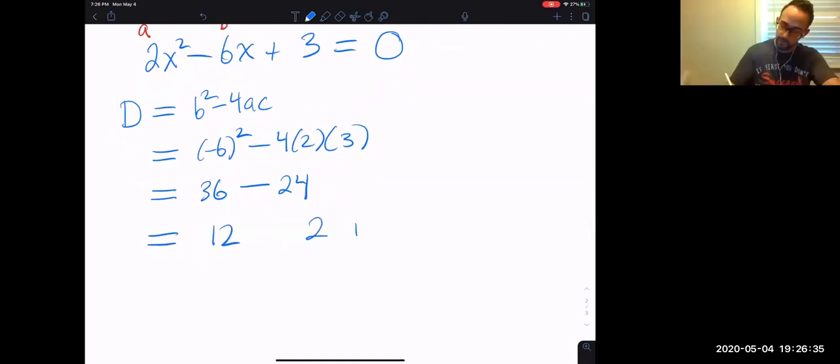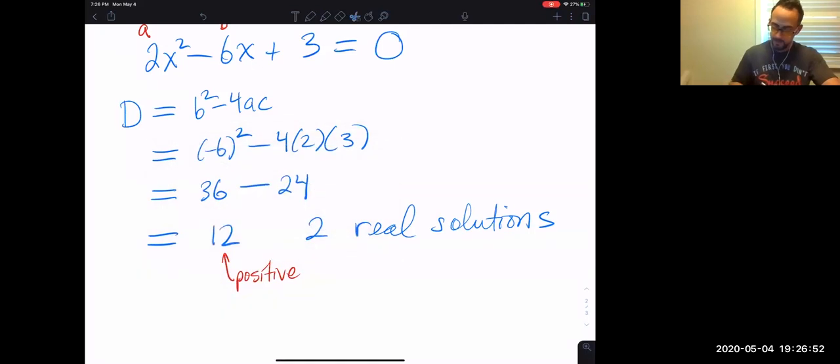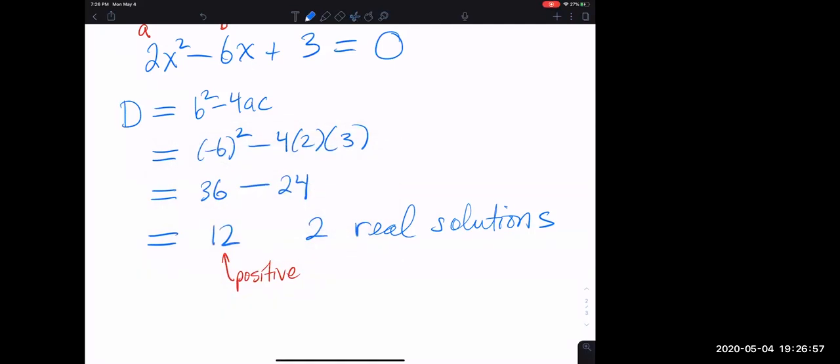So I'm going to say 2 real solutions. Positive, right? I think so. ¿Comprendes? The discriminant can be a negative. Okay. I think I got that.